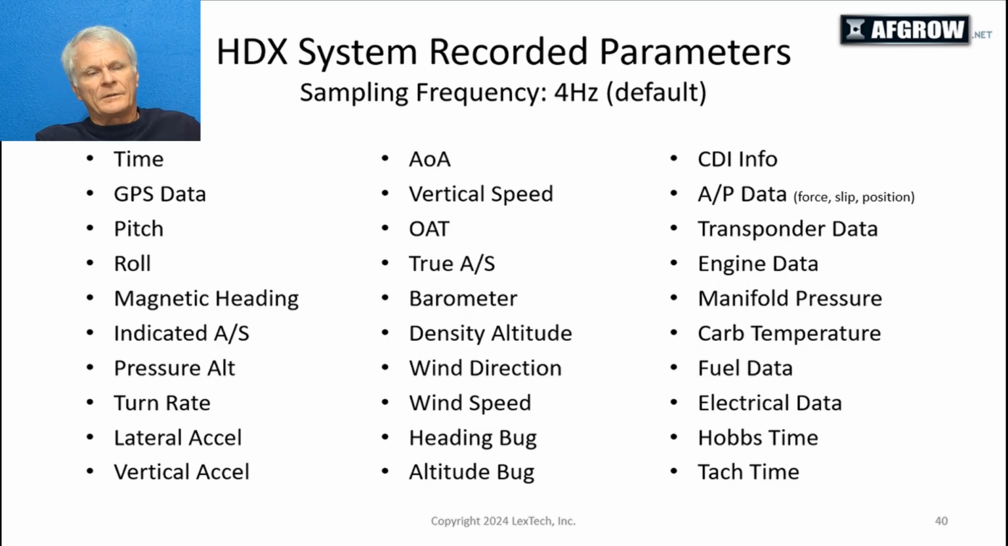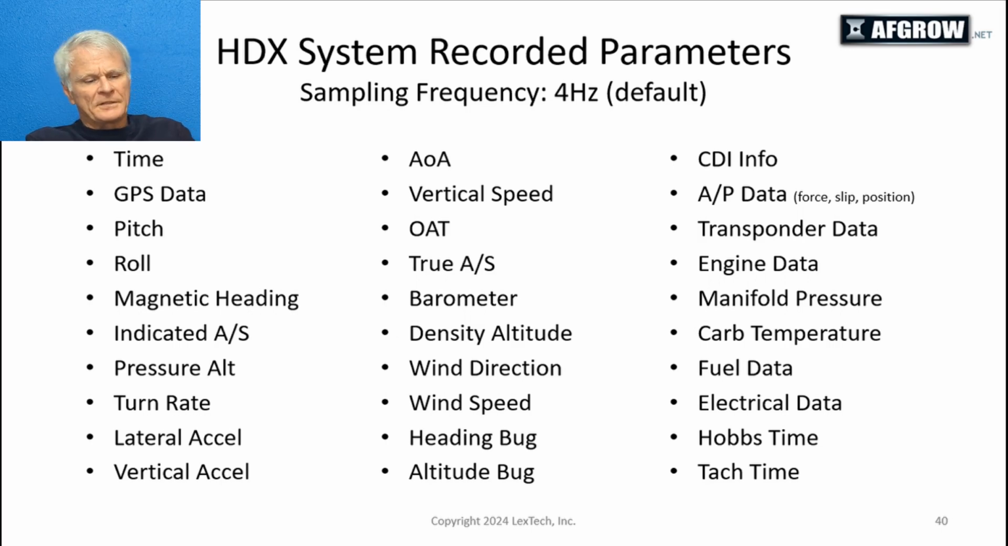You can see here we have everything from time to magnetic heading, airspeed, turn rate, pressure, altitude, angle of attack, vertical speed, your vertical and horizontal Gs, your autopilot information, transponder, engine data, everything you could ask for, your Hobbs time, your tach time. So everything's recorded inside the system, and you can select the recording rate. The default is 4 samples per second.